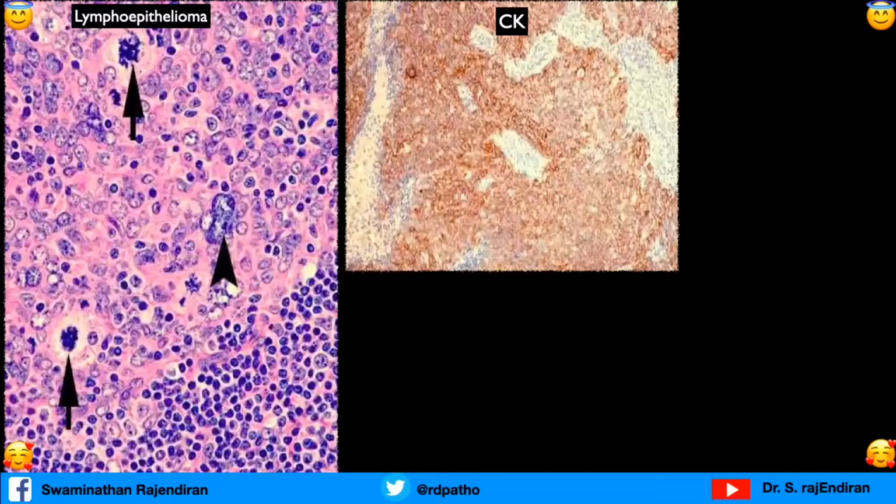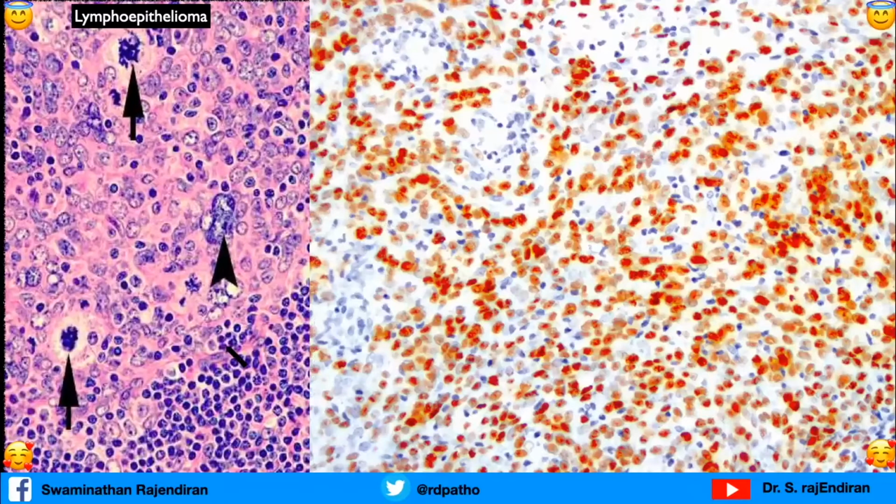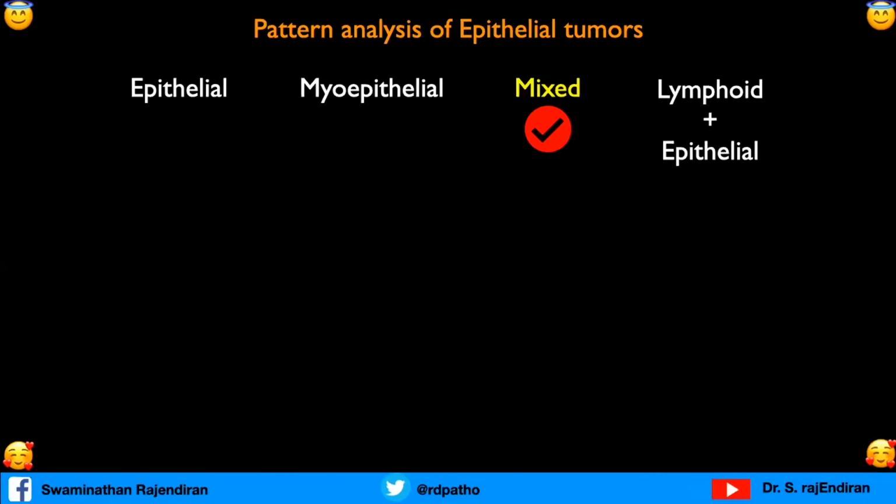Another mixed tumor is a lymphoepithelial carcinoma. You can see a lot of atypia, a lot of mitosis, very atypical mitosis and lymphoid background. When you do cytokeratin, you can highlight the epithelial cells in a lymphoid background. And when you do EBER, this is more diagnostic of lymphoepithelial carcinoma. This comes under poorly differentiated carcinoma now in the new WHO system.